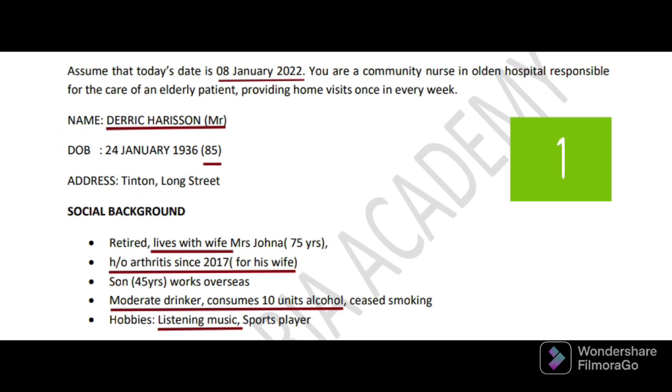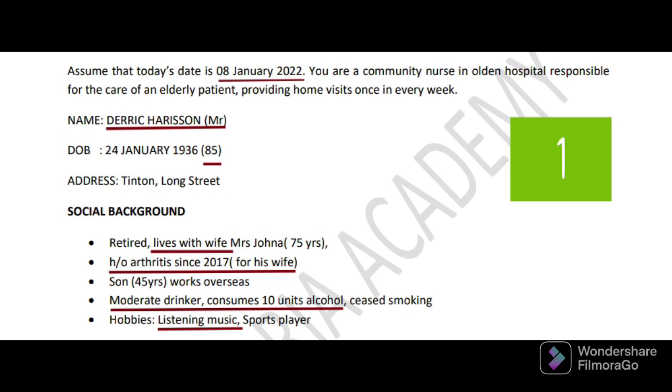And what other things are important, I will tell you. Just underline the same way. Social background. Anyway, this is not a known case, so you have to take all personal and social background. He is a retired man, lives with wife. And when you are reading, give concentration. History of arthritis since 2017, not for the patient, for his wife. And they have a son. Actually, it is not relevant data. We can take moderate drinker, consumes 10 units of alcohol. That's enough. Smoking, no need, because he has already stopped.